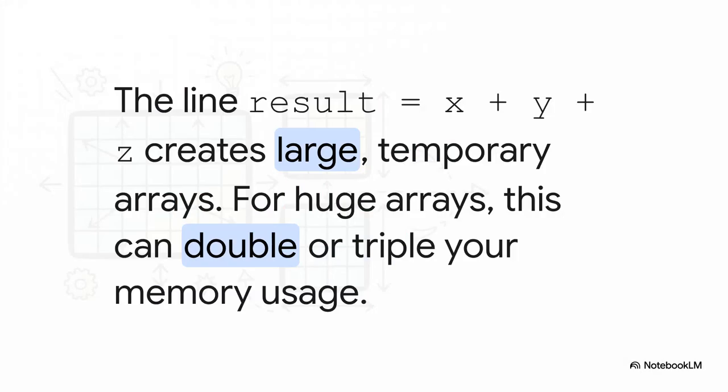This slide shows the hidden cost perfectly. When Python sees result = x + y + z, NumPy first calculates x + y and creates an entirely new full-size array in memory just to hold that temporary result. Then, it adds z to that temporary array, creating a second huge temporary array, which finally gets assigned to result. Now, if your arrays are gigabytes in size, you could easily double or triple your memory usage for a split second, and that can be enough to crash your whole program.